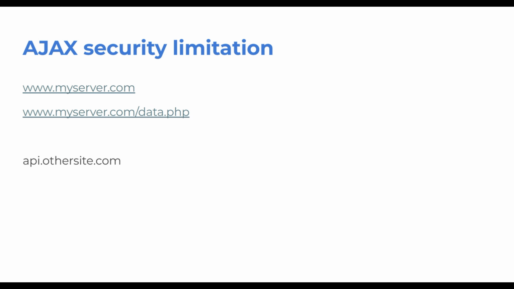For example, if your website is hosted at www.myserver.com, you can make an AJAX call to www.myserver.com/data.psp, but not to api.othersite.com or even subdomain.myserver.com.